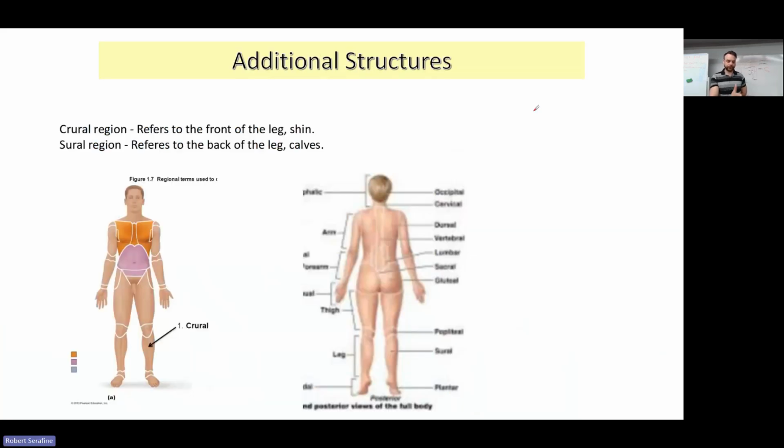So looking at these few things, we already listed them. The crural region, as we said, was the front of the leg, the front of the shin, and then on the back we had the sural region, which is the calf region. And fun fact, the calves are often referred to as the triceps surae. Just like our triceps in the upper arm had 3 little muscle heads, the triceps surae is the calf muscles of the lower leg.